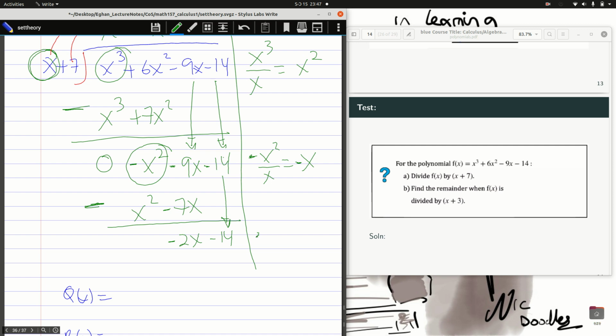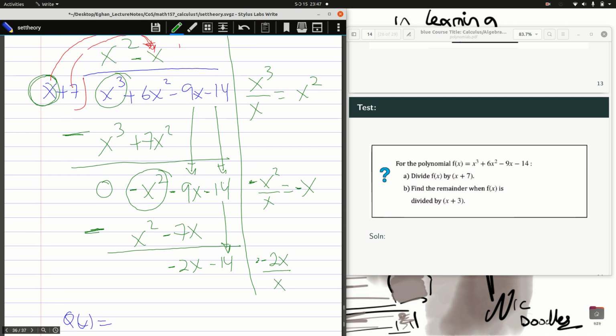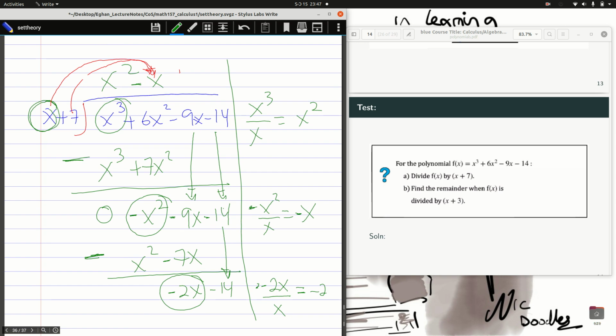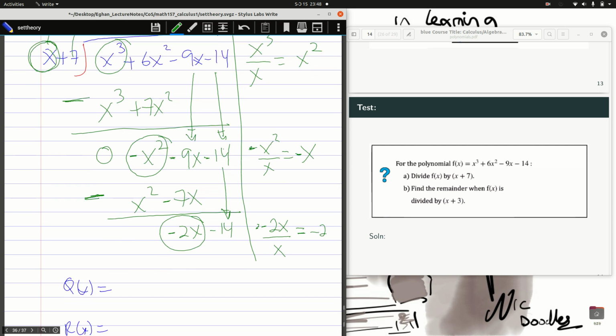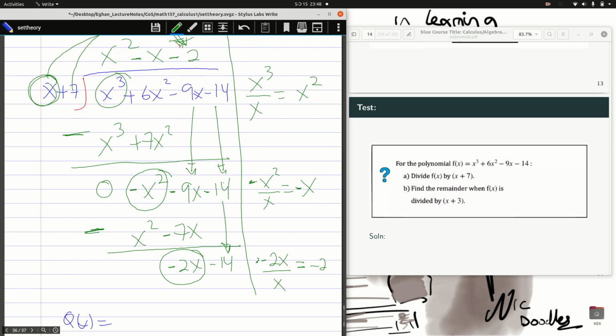So my next step is that I'll have this negative 2x dividing the first term x. Now my concentration is on the first term, which gives me negative 2. So I bring negative 2 here. So now this x will multiply these two, and then this 7 also multiplies these two, and that's going to give me negative 2x minus 14, and I subtract. Everything goes to 0.